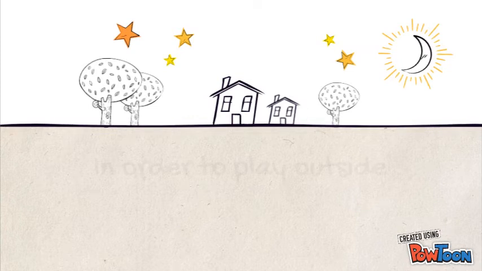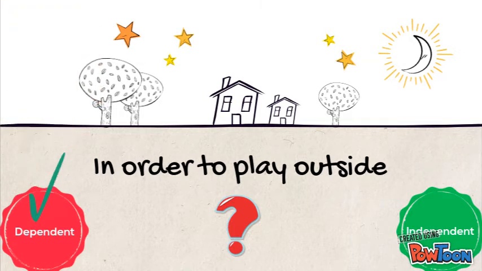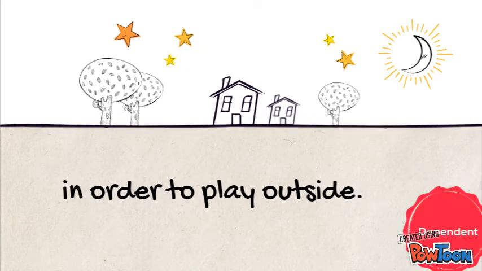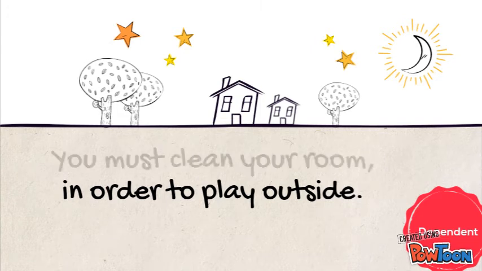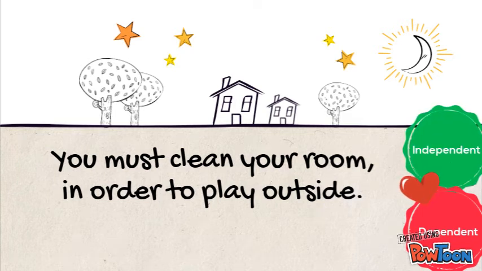In order to play outside. Now, is this a dependent clause or an independent clause? It is, in fact, a dependent clause because it needs more information. It can't stand alone. So this dependent clause needs an independent clause to complete the thought. So we can add, you must clean your room in order to play outside, because a dependent clause is dependent on an independent clause to make sense.